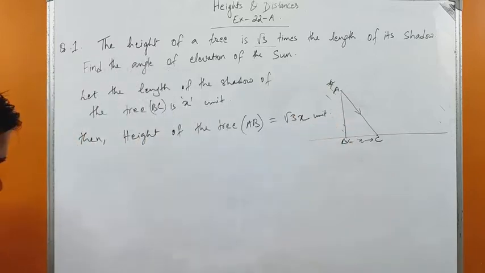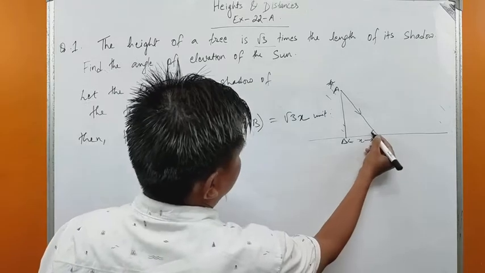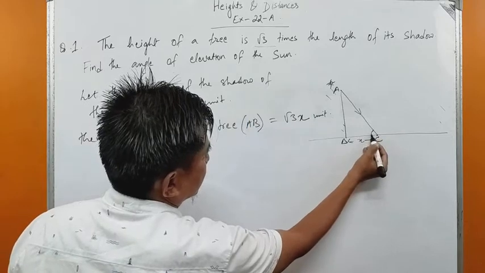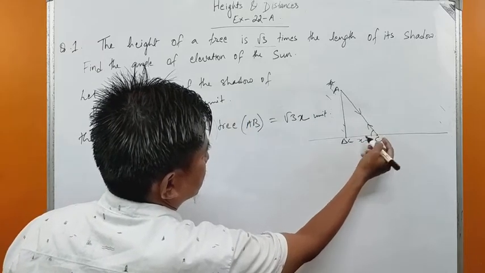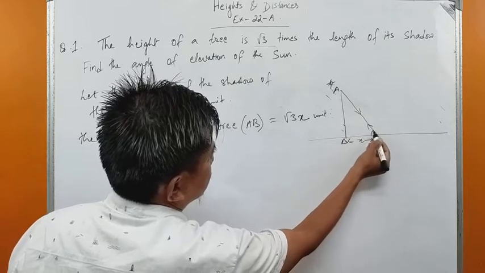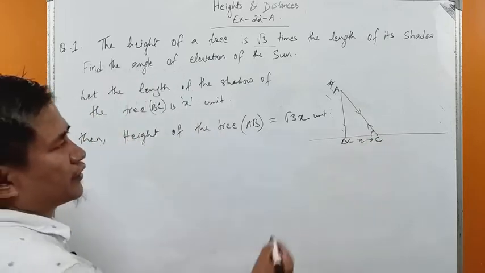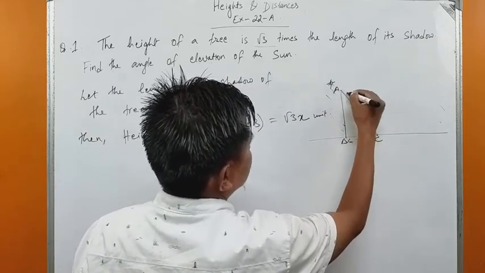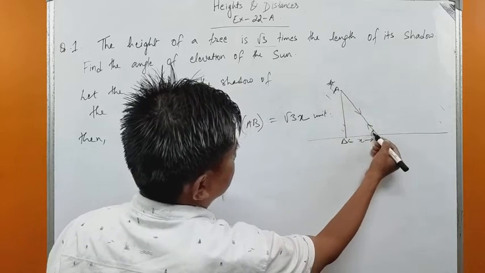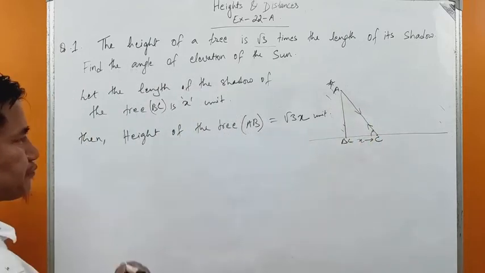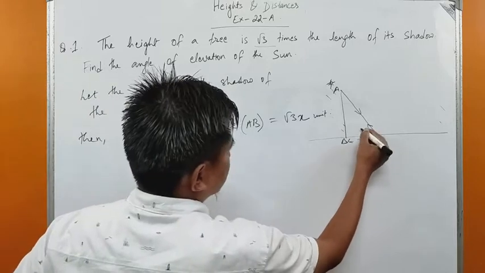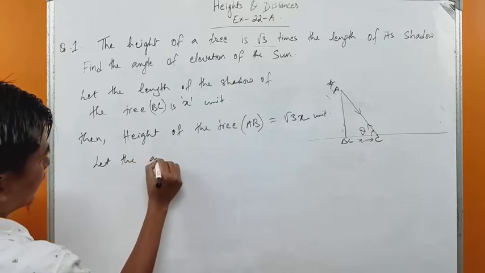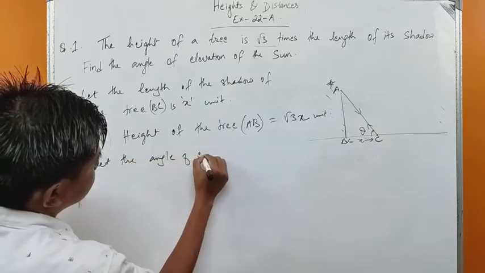So we are asked to find this angle of elevation. Find the angle of elevation of the sun, means we are asked to find this angle. You are observing from this point. If we draw a line parallel to this base, the angle of depression formed here will be equal to this angle of elevation, so no need to mention that. Suppose the angle of elevation is theta.